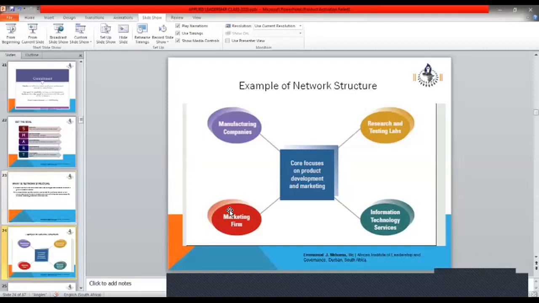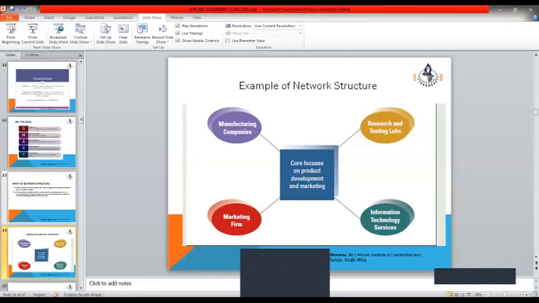An organization like, for example, a municipality or a council, for it to function, must have network structures in place. How do you get to the people? How do you work with the stakeholders? You must have all that in place.